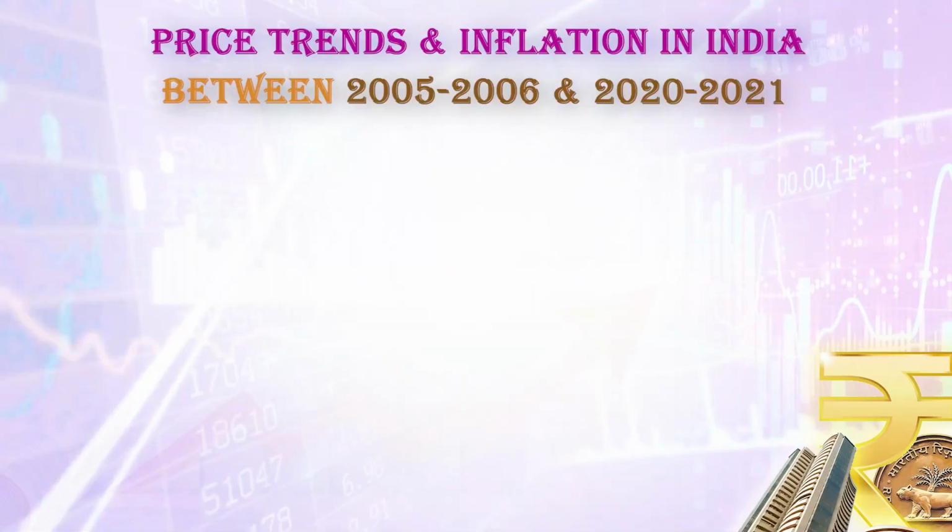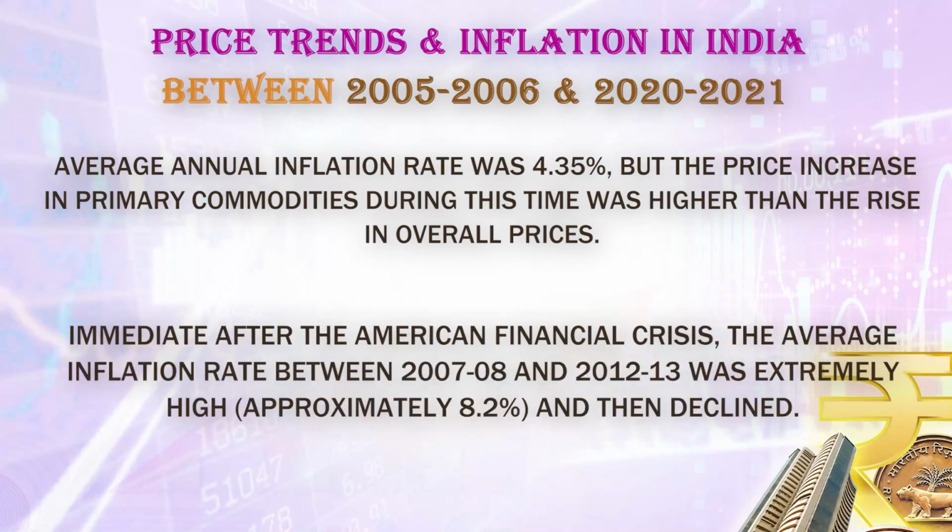Now, if we look at the 2005 to 2020-21 period, the average inflation rate was about 4.35%. But one interesting point to note in this connection is that food price-led inflation was a bit higher than the general inflation rate in this particular period of time.